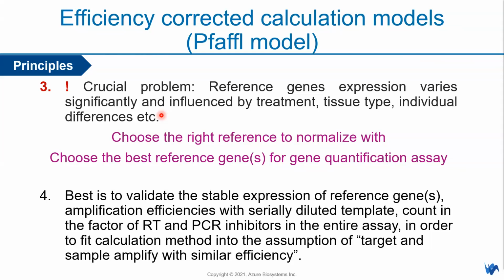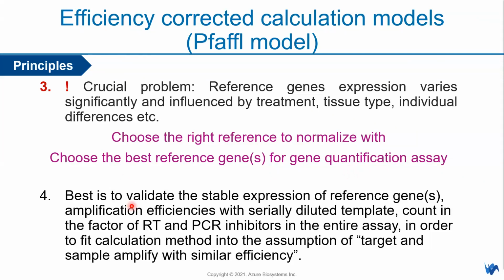Therefore, for this efficiency corrected calculation model, you need to choose the right reference gene to normalize with. And you need to choose the best reference genes for gene quantification assays. I do want to do at least multiple reference genes normalization. You can do that as well. There will be at least 3 reference genes: one with very, very high expression, one with middle range expression, and one with low expression. Okay, you can do that. So you have a multi-corrected calculation over here.